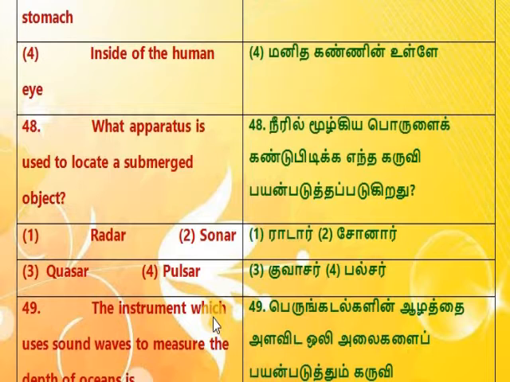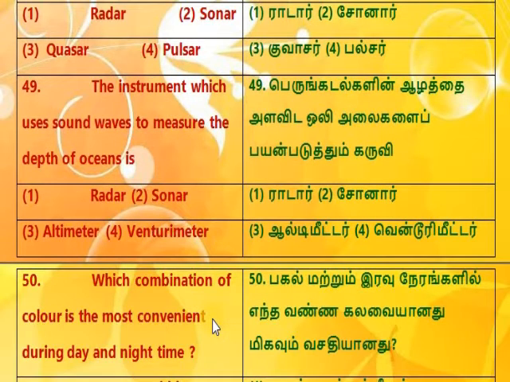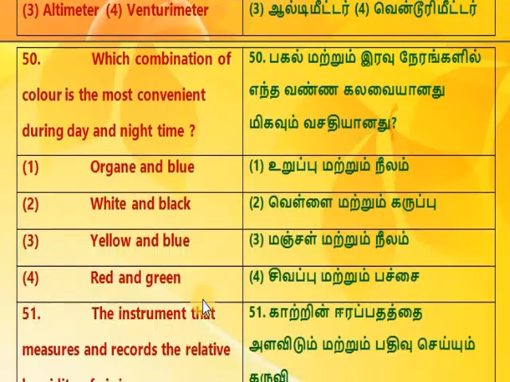48. What apparatus is used to locate a submerged object? 1. Radar, 2. Sonar, 3. Quasar, 4. Pulsar. 49. The instrument which uses sound waves to measure the depth of oceans is: 1. Radar, 2. Sonar, 3. Altimeter, 4. Venturimeter.